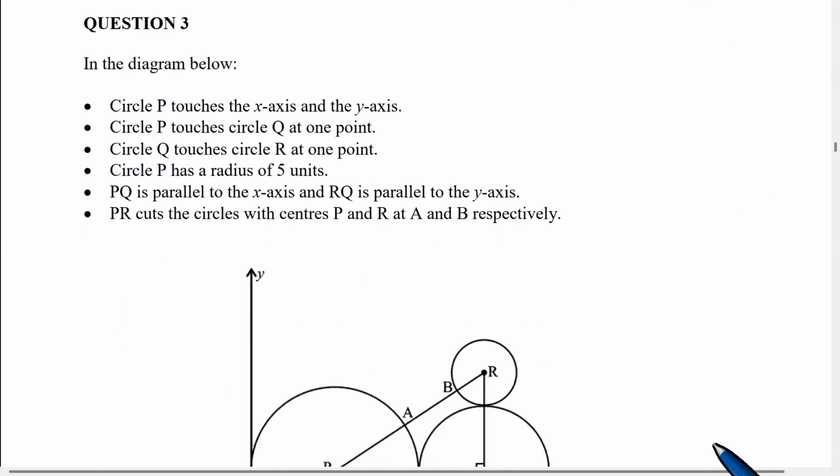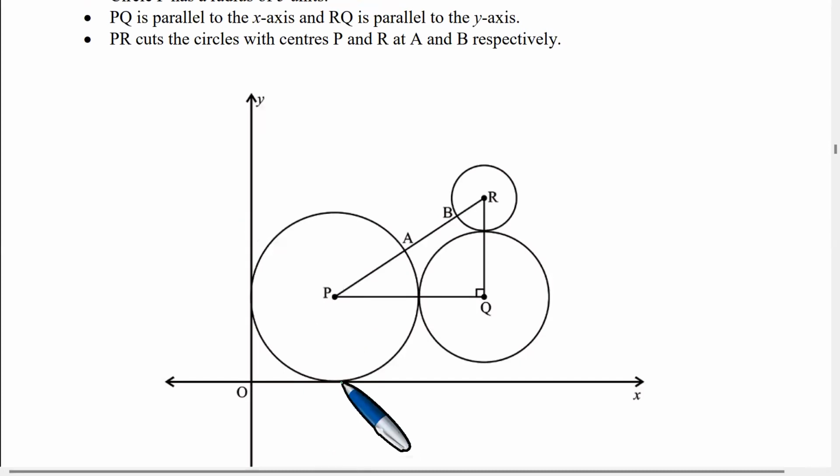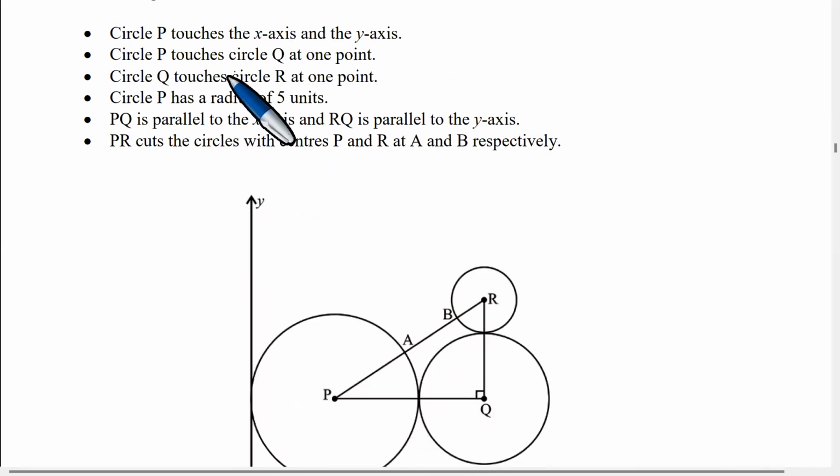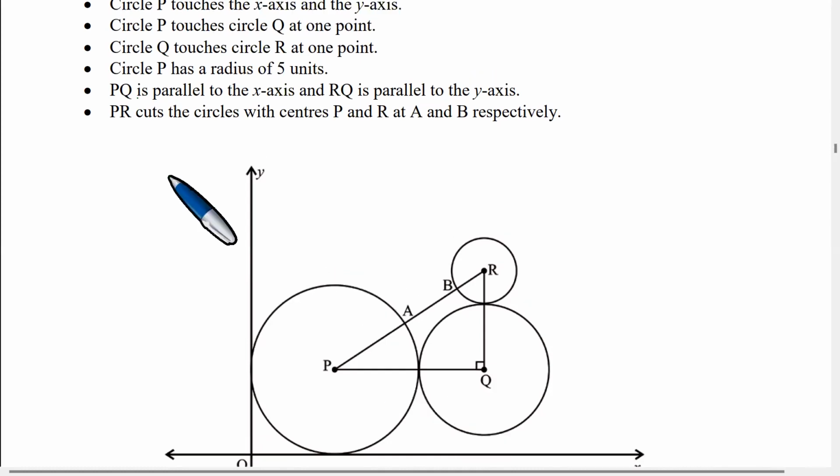We look at more questions on analytical geometry. In the diagram below, circle P touches the x-axis and the y-axis. Circle P touches the x-axis, but it also touches the y-axis, so much so that you can imagine that these two are tangents from the same point. The y-axis is a tangent, and also the x-axis is a tangent to the circle P. Circle P touches circle Q at one point, so these two circles touch externally. Circle Q touches circle R at one point. They also touch externally.